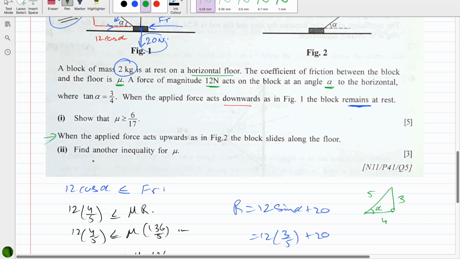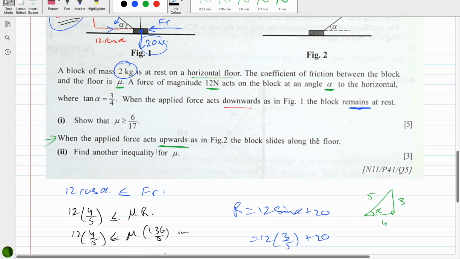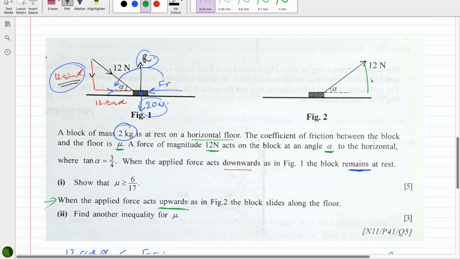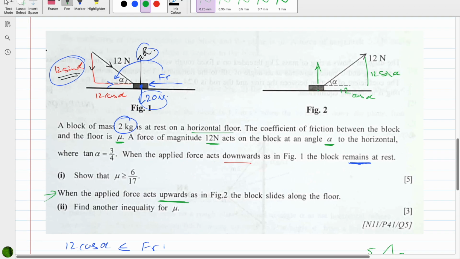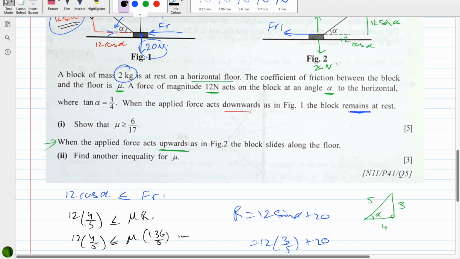Now, the second part says when the applied force acts upwards as in figure 2, the block slides along the floor. This is 12 sine alpha, this is 12 cos alpha, and R is upwards, weight is downwards, 20 newtons. And when it is sliding, friction is towards the left hand side. So we can say, now we'll adjust the sign to greater than. Right hand force is greater than left hand force, that is why it is moving.